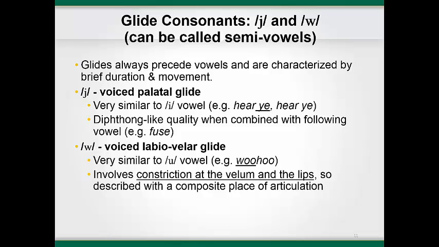The last manner of articulation for consonants that we will discuss is the glides. They are also known as semi-vowels and are the most vowel-like in their articulation. Glides only occur in syllable onsets or between two vowels, and they are distinguished by their brief duration and movement of the articulators during their production. In other words, they are called glides because the articulators glide from one position to another during their production.